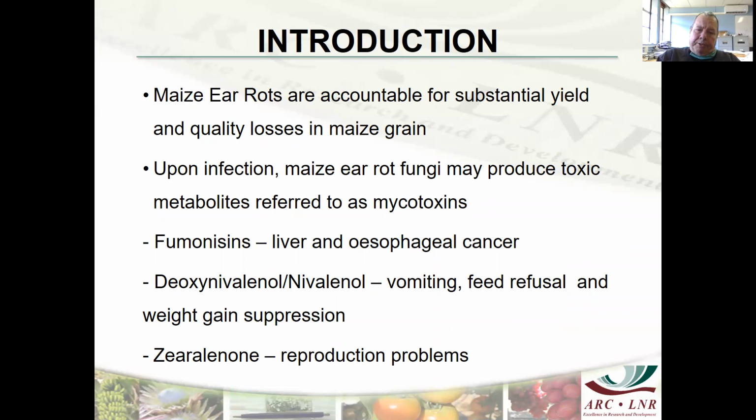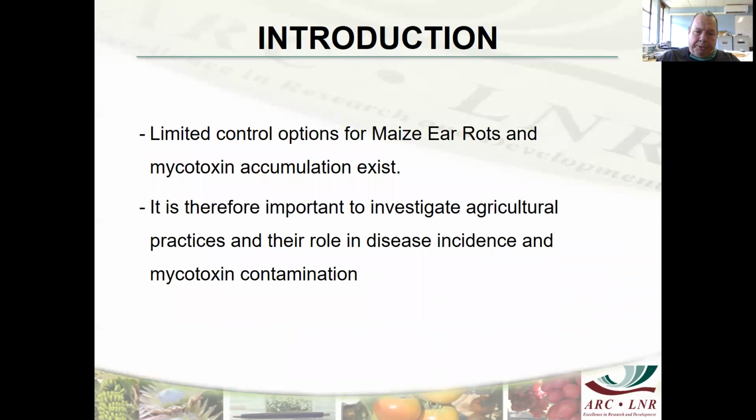Upon infection, maize ear rot fungi may produce toxic metabolites, which are referred to as mycotoxins. These include the fumonisins, which affect the liver and cause esophageal cancer, deoxynivalenol or nivalenol, which results in vomiting, feed refusal, and weight gain suppression. Zearalenone is an estrogenic mycotoxin, and it leads to reproduction problems, particularly in pig farms.